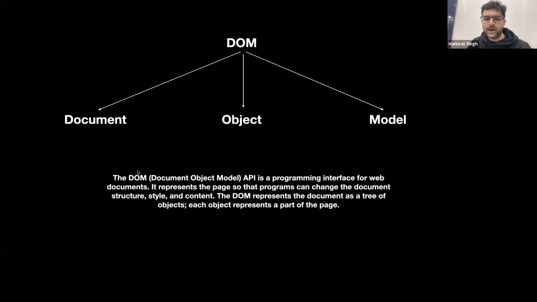Don't even worry about why these three words, and what do they mean. This is the official definition. Let's read through it really quickly. It says the DOM API is a programming interface for web documents. It represents the page so that the page can change the document structure, style, and content. The DOM represents the document as a tree of objects. Each object represents a part of the page.